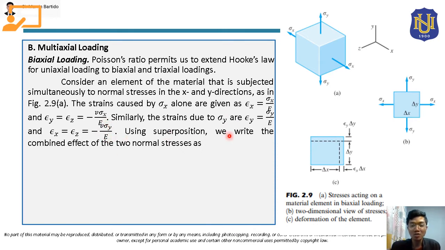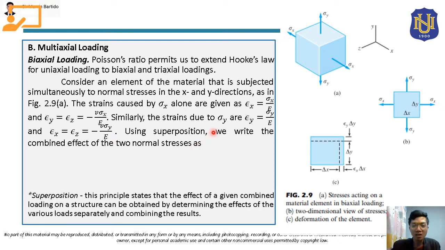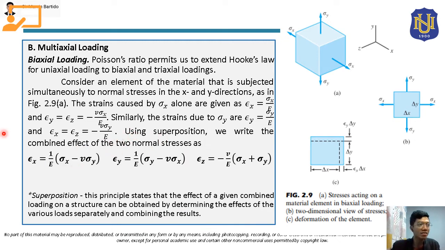Using superposition, we can combine these two effects of the normal stresses, and that's the concept of superposition. This is a principle that states that the effect of a given combined loading on a structure can be obtained by determining the effects of the various loads separately and combining the results. So we will just combine the effect of the two normal stresses here.